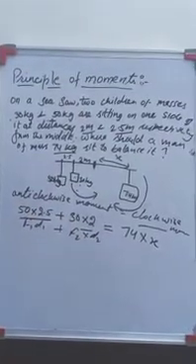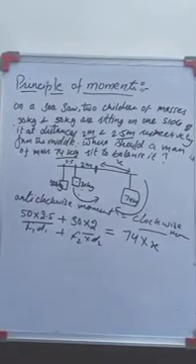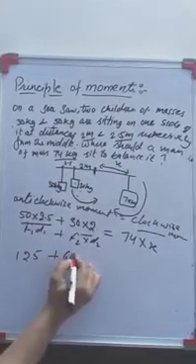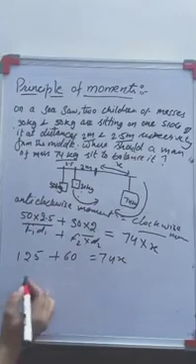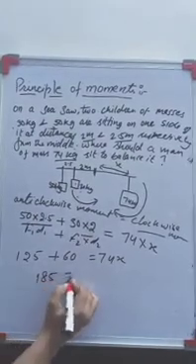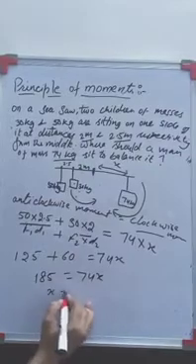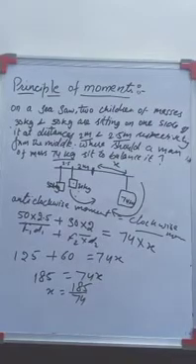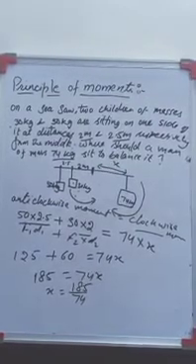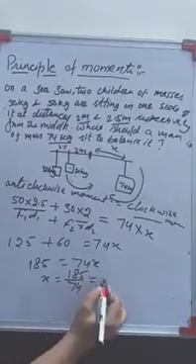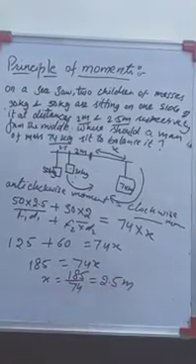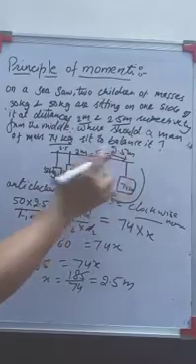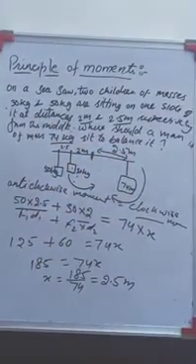So what values will come? So for this you will get 125 plus 60 will be equal to 74x. So this will be how much? 185 is equal to 74x. So x will be what? 185 upon 74. So when you calculate this one, you will get 2.5 meter. That means this man should be at 2.5 meter from the center to make it horizontal.